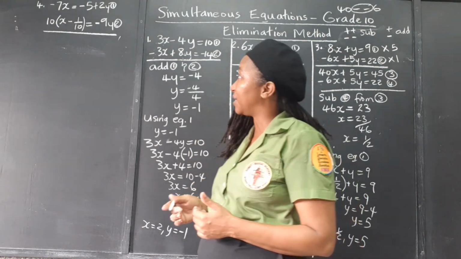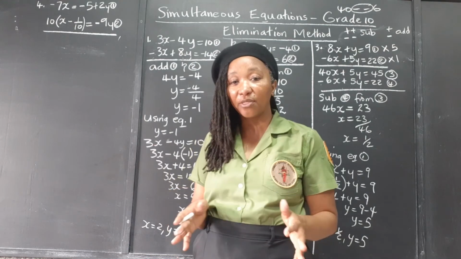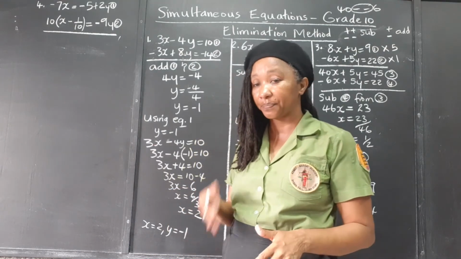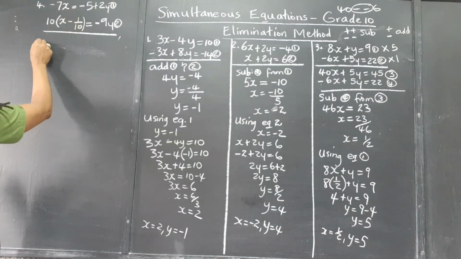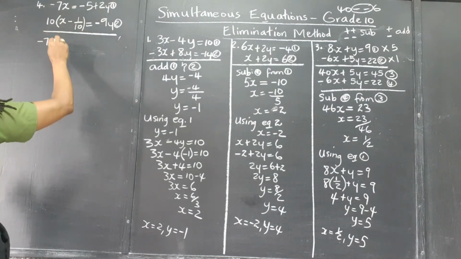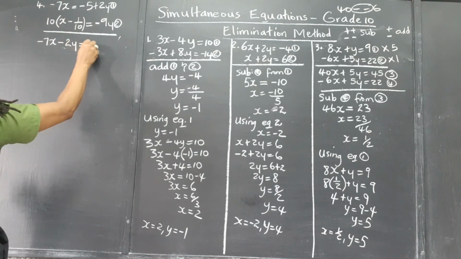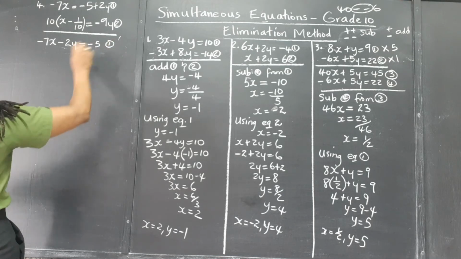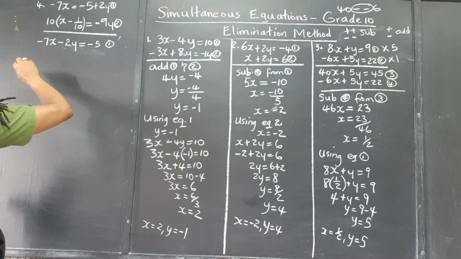So let us first expand the brackets and get the equations in the format that we want them. For the first equation, we'll have negative 7x. We need the y to come over, so now it becomes minus 2y equal negative 5. That's our first equation. For the second equation, we need to expand the brackets.